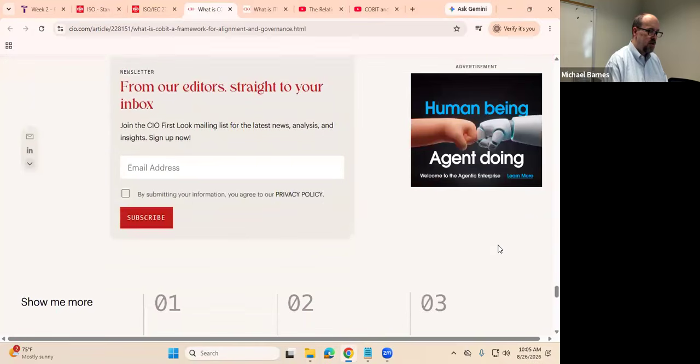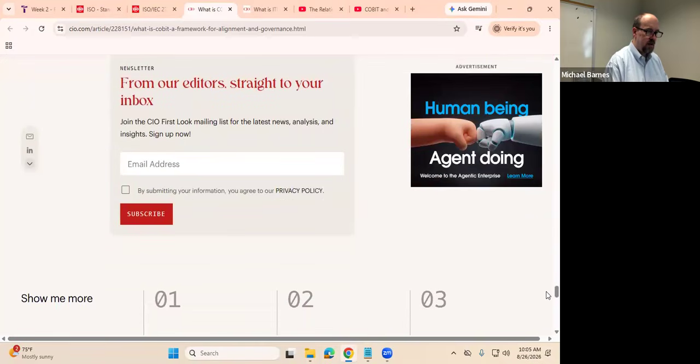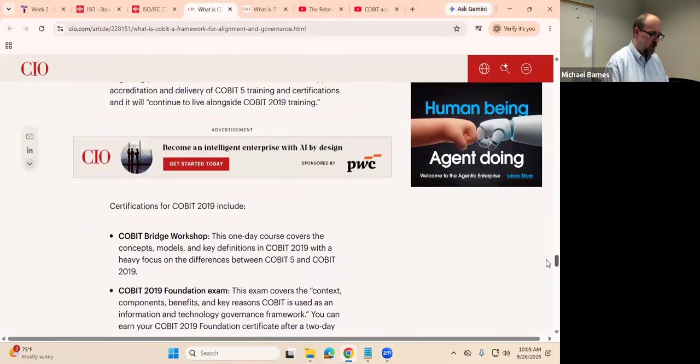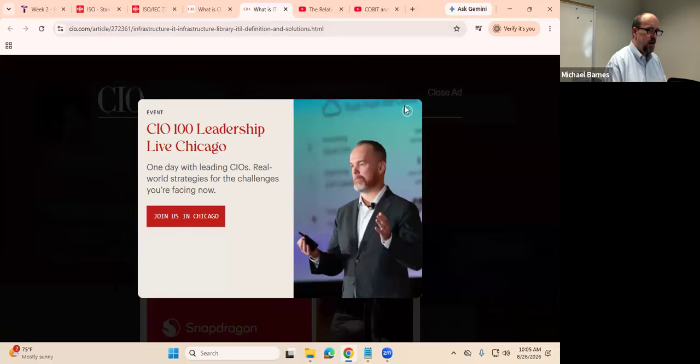So, and I hate this scrolling setup. So there are things that I want to talk about. Oh, wait, that's why, because I'm in the wrong article. There we go. And there's another pop-up. All right.